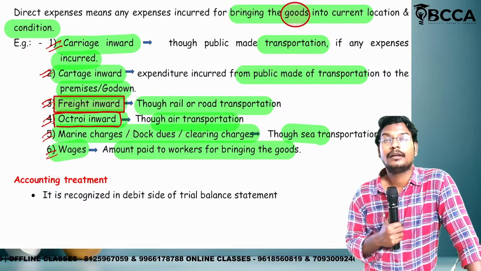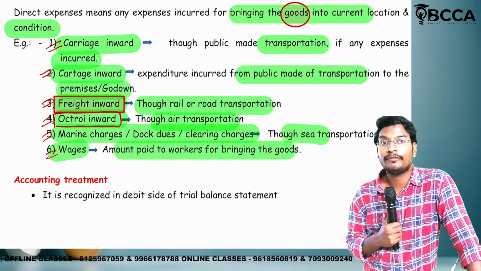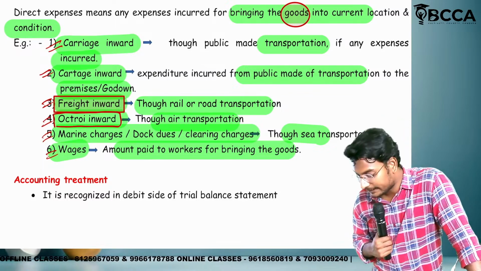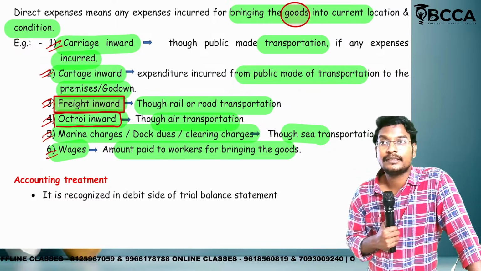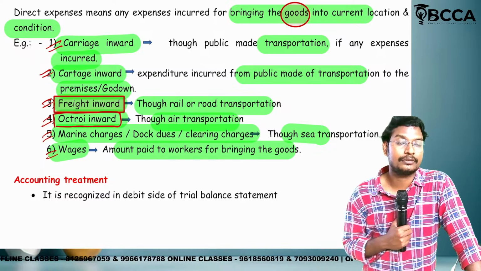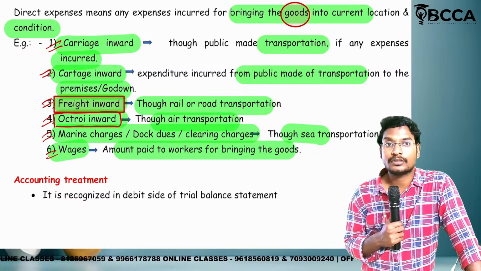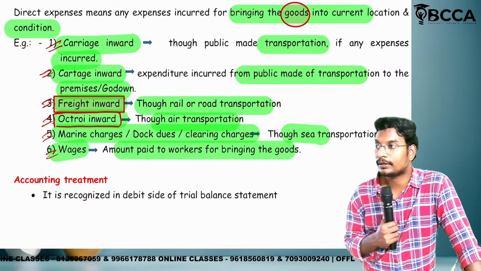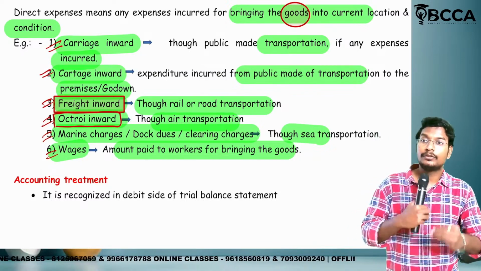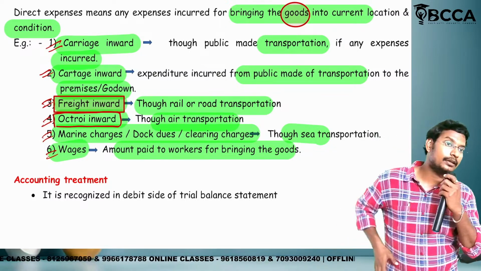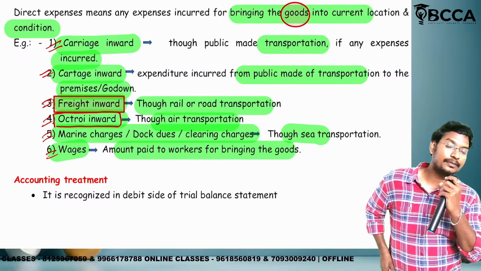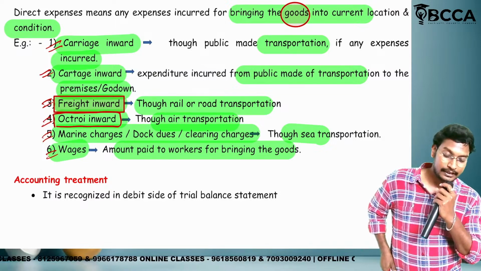That means the expenditure incurred up to the factory gate. Up to the factory gate is called direct expenditure. So this expenditure should also be considered, so that it is included in the cost of goods sold. Cost of goods sold means what? Cost incurred to sell a particular product is called cost of goods sold. So opening stock plus purchases plus direct expenditure minus closing stock.